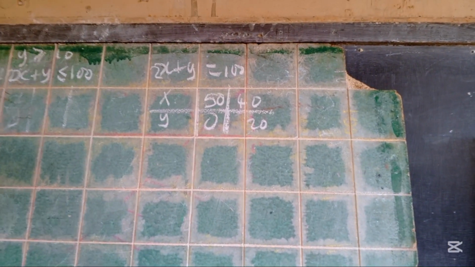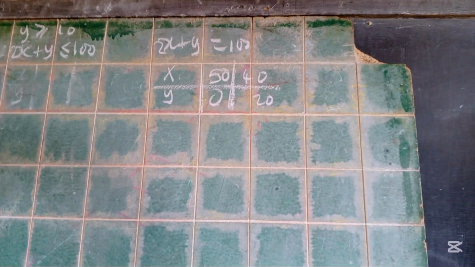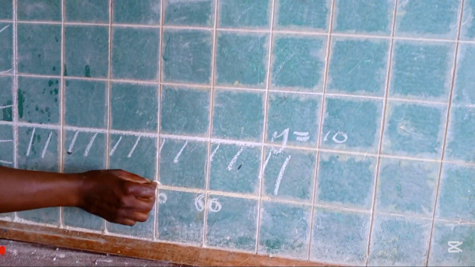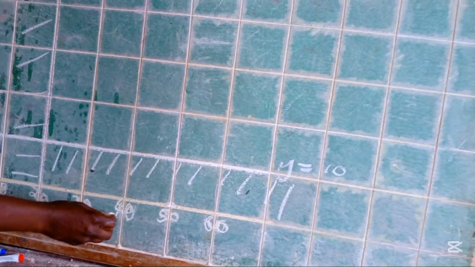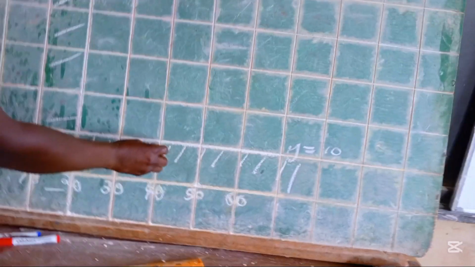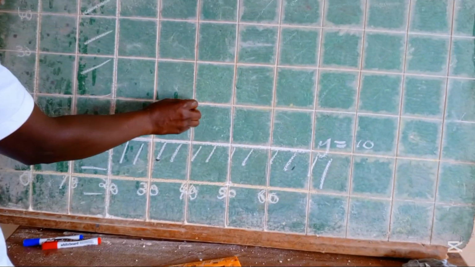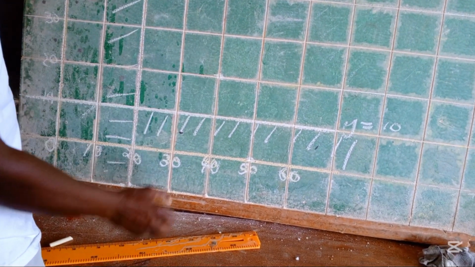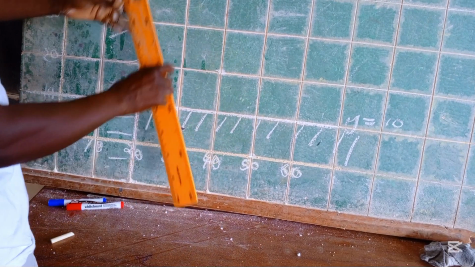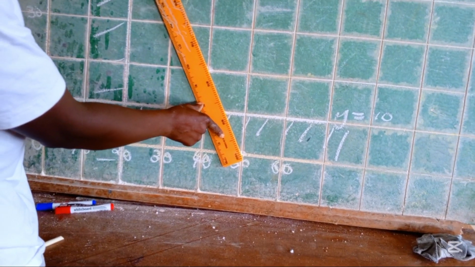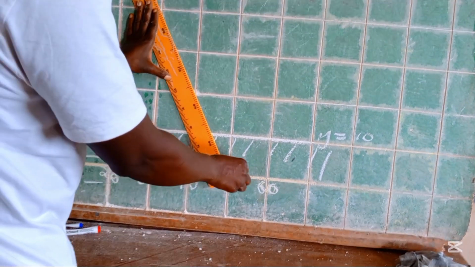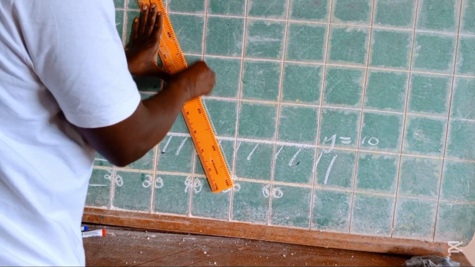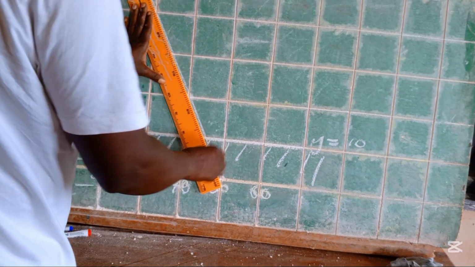So what is 50, 0? I'm at 50, 0. It is just there. What about 40, 20? It is there. So now what does it mean? It means I should join these with a straight line. Remember, it's supposed to be a solid line. So I should join this one.